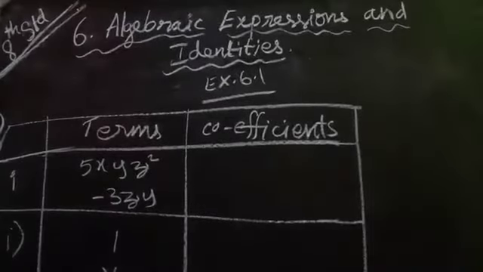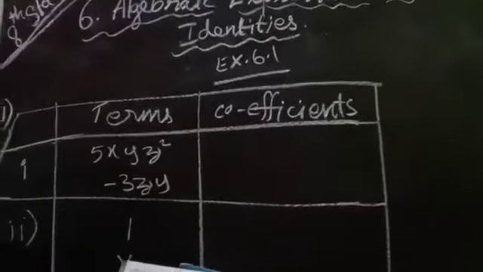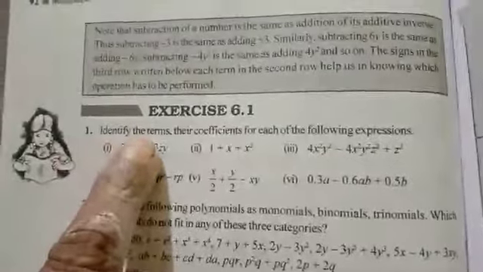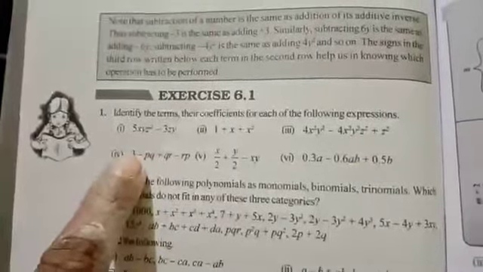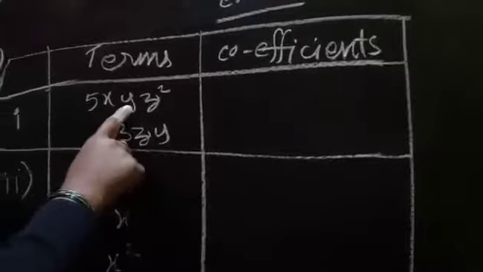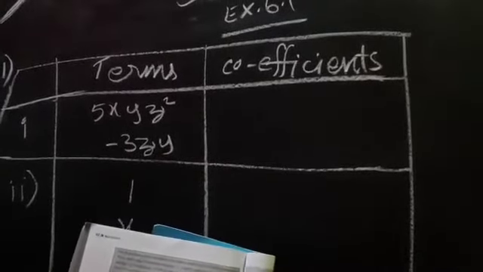Today's topic is algebraic expressions and identities, exercise 6.1. First question is, identify the terms and their coefficients for each of the following expressions they have given here. Sixth question. First one is 5xyz squared minus 3zy they have given.